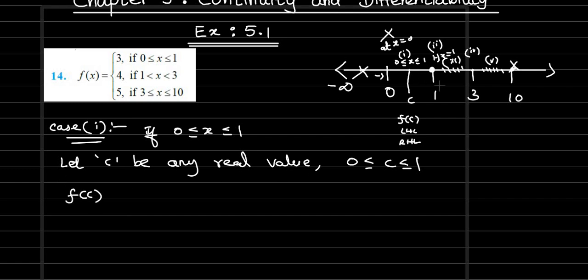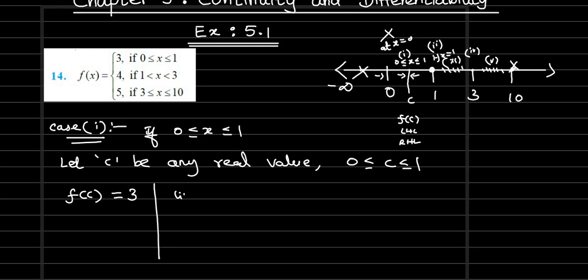First, f of c. Any value between 0 to 1, what is the suitable function from the given first function? Whatever the input, the result is always 3. It's a constant function, so 3. Now the left hand limit and the right hand limit. c lies between 0 to 1, and the values close to c on the left hand side as well as the right hand side both lie between 0 to 1 only. So instead of finding the left hand limit and right hand limit separately, we can combine and find them together.